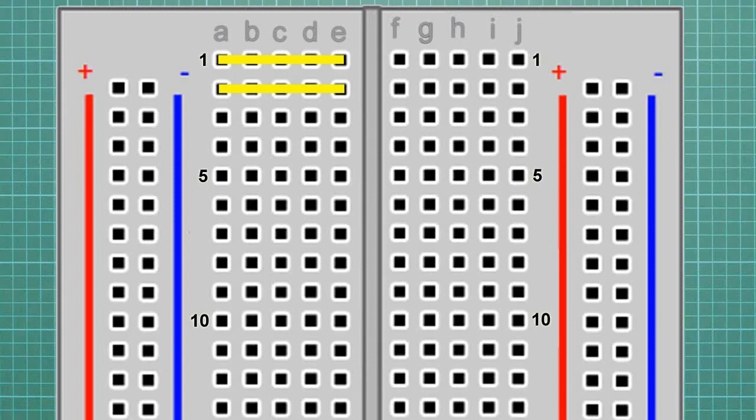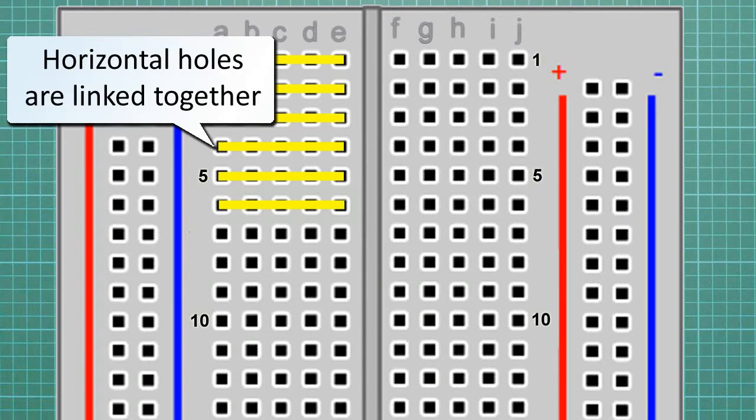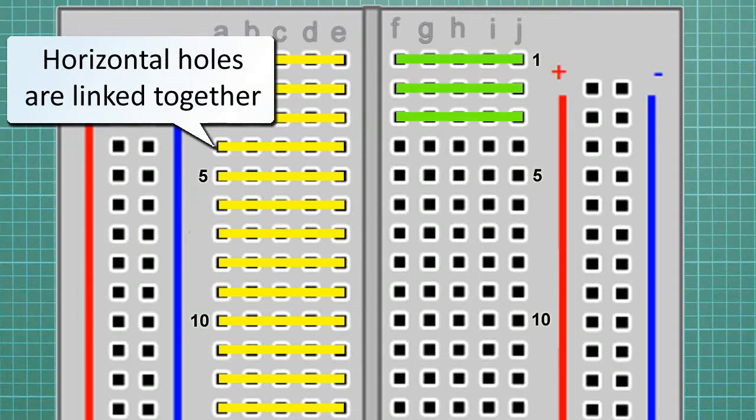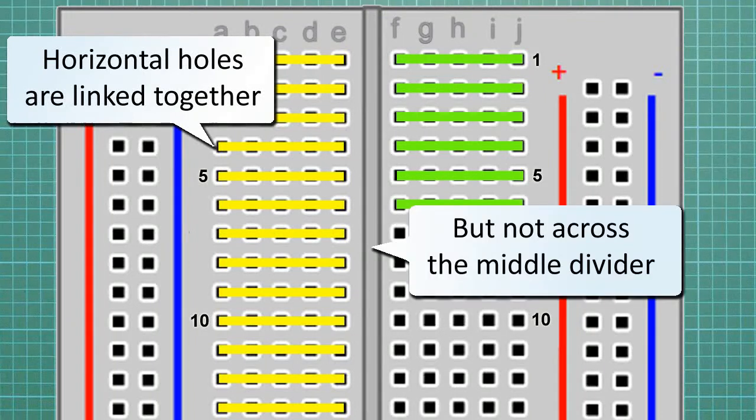All of the horizontal rows on the breadboard are linked together, meaning that current can flow between the holes which are next to each other. However, it's important to note that the rows are not linked across the divider or gutter, as it's also known.